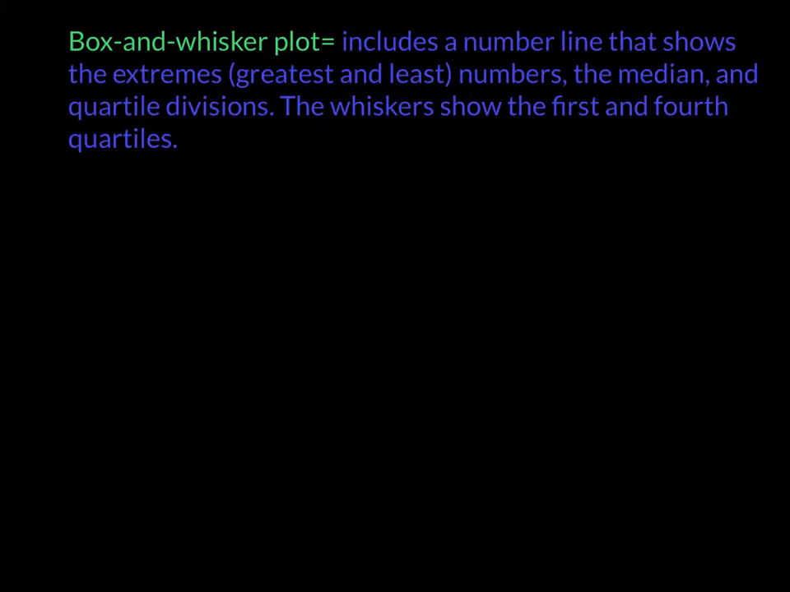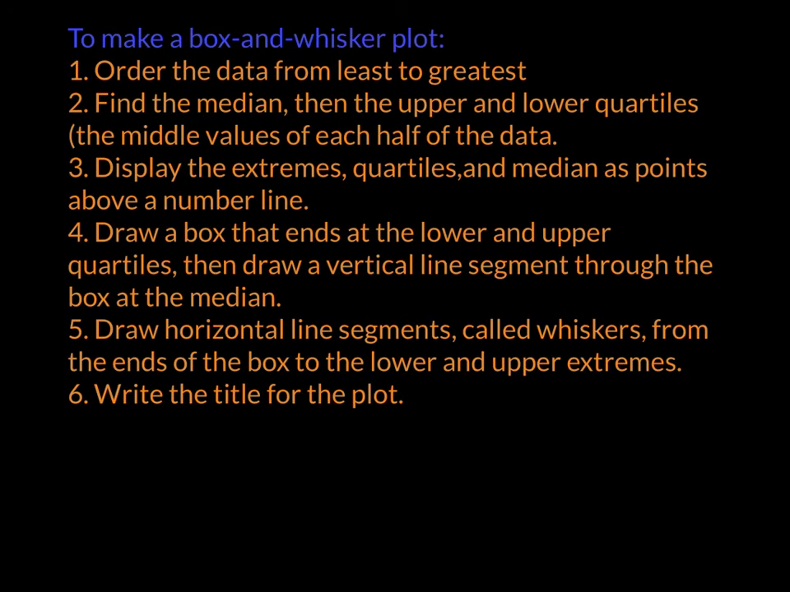A box and whisker plot includes a number line that shows the extremes, greatest and least numbers, the median, and quartile divisions. The whiskers show the first and fourth quartiles. Here are the steps in order to make a box and whisker plot. So make sure you copy all of these down in your notes, and then we're going to go through making one step by step so that way you can see what each of these actually mean.